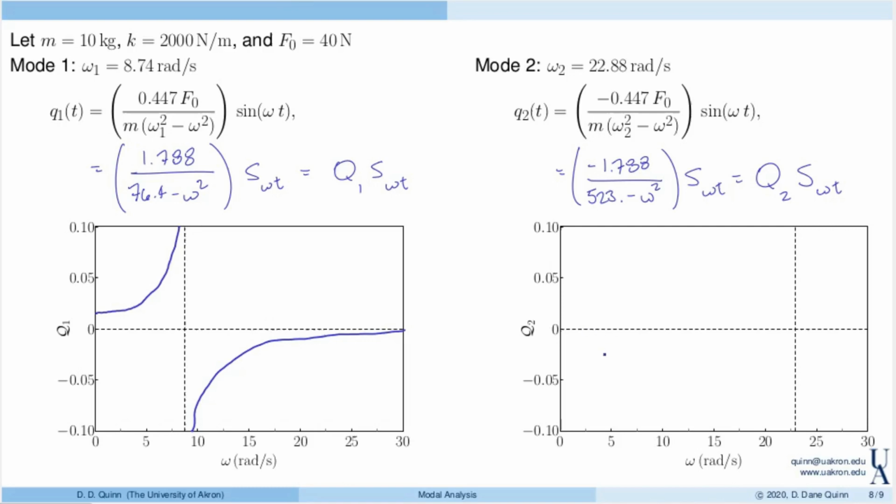So now we have something that looks like this. This starts off as negative, because of this negative here. And then it blows up when omega is equal to omega 2 and becomes positive for omega greater than omega 2. So this is essentially how each of these two modes responds to the forcing. But of course the overall solution is a combination of modes.